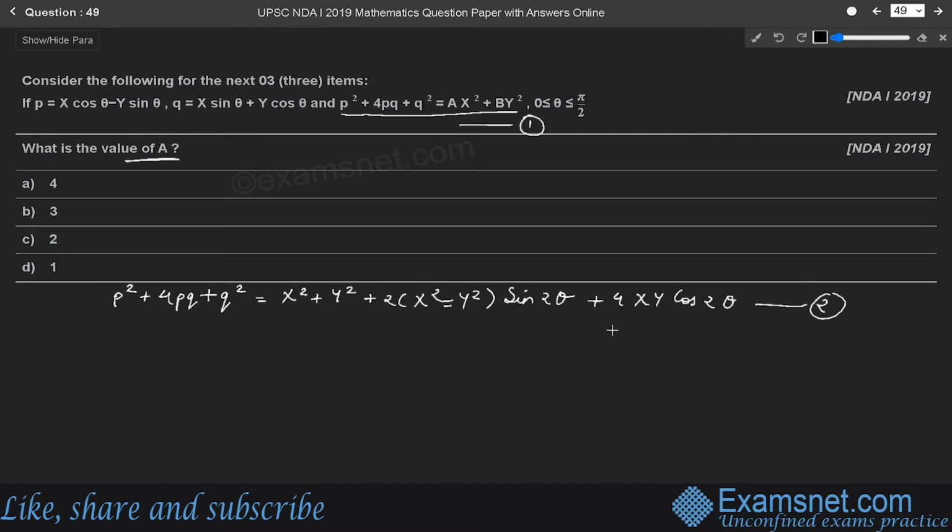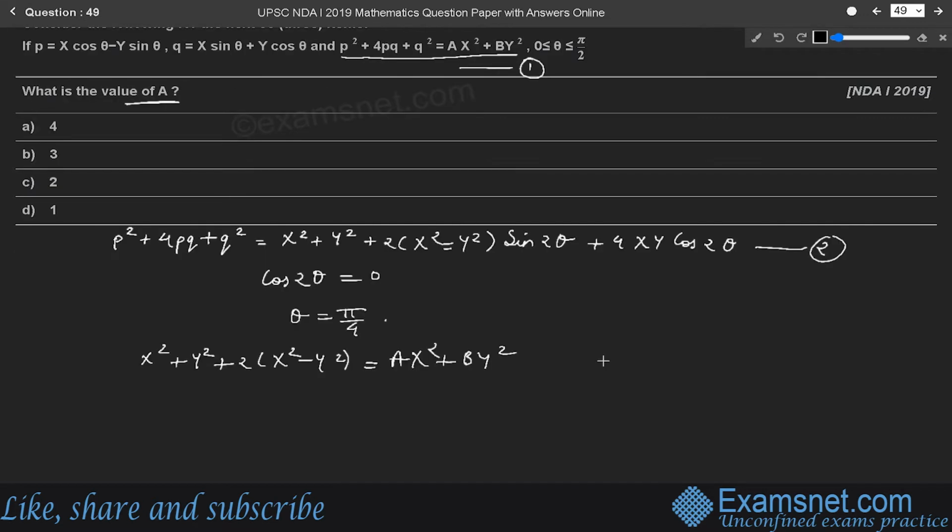From equation 1 and 2 again we can say that cos 2 theta is equal to 0. We have already solved it. Theta is equal to pi by 4. And now x square plus y square plus 2 into (x square minus y square) is equal to Ax square plus By square. So putting the values again here, we will get the same terms.